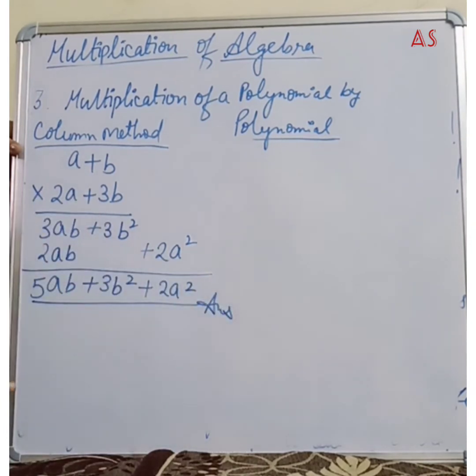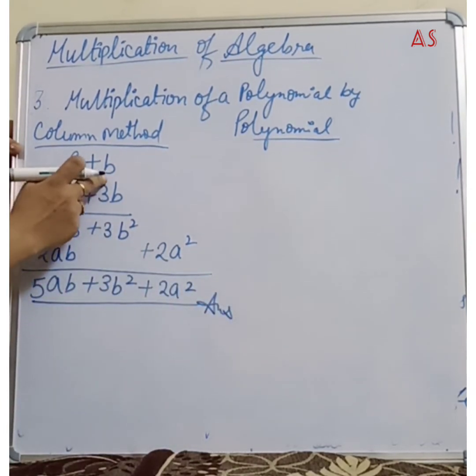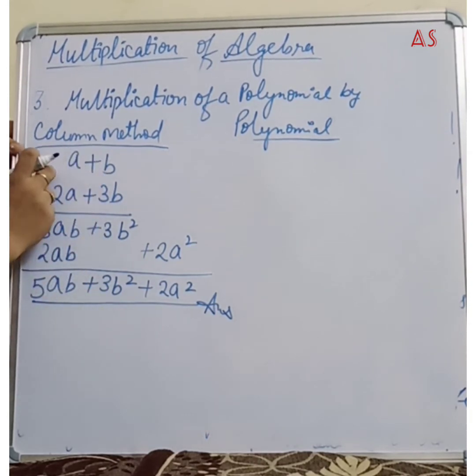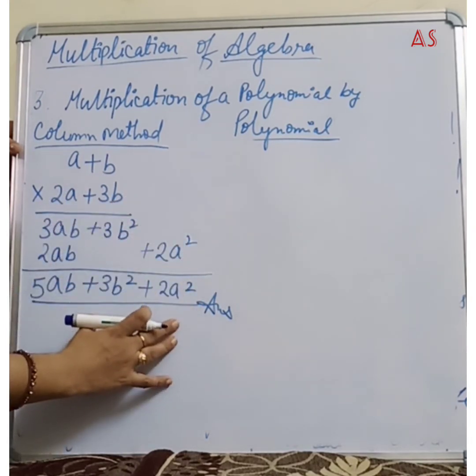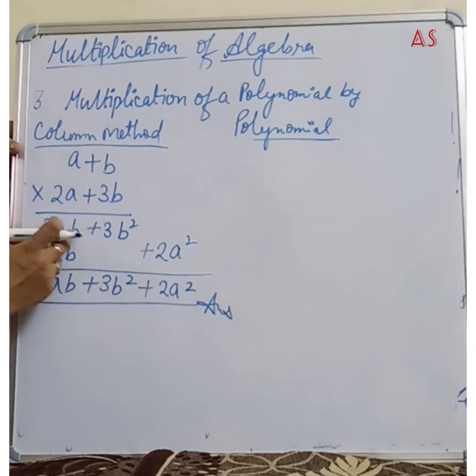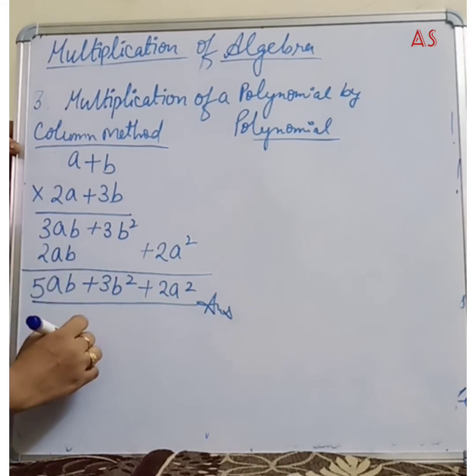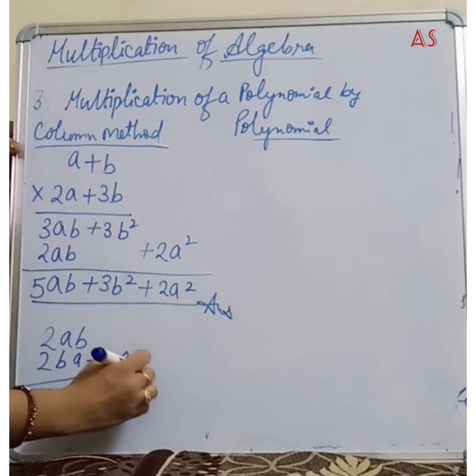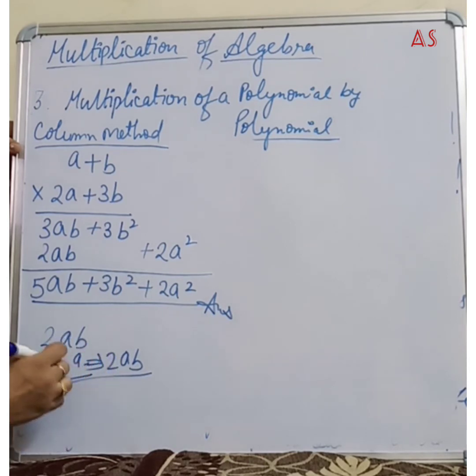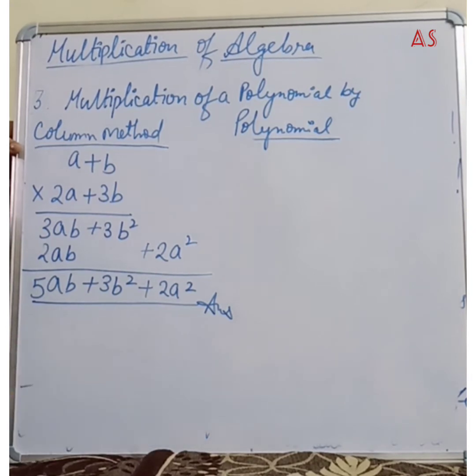So we will do column method like this. Firstly, first term with both, then next line second term with both, then we will add. Like variables add, and unlike variables as it is we write. Suppose here 3ab and here 2ba coming, meaning same. In the multiplying, in the algebra, ab, ba meaning same. If written 2ab and 2ba, that is same meaning. You can change this 2ab this way. Then 2 plus 2, 4, like this. So this way we solve our column method.